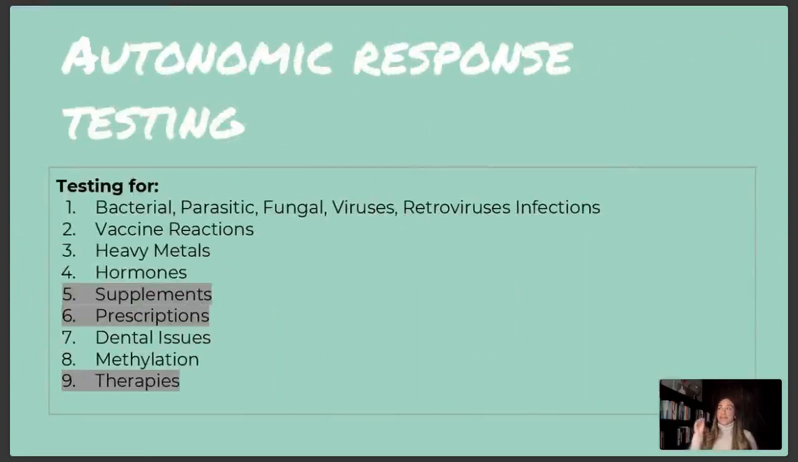So one of the things that I absolutely love about the creation of the roadmap is one of our tests called autonomic response testing. I don't expect you guys to even know what that means, but with that being said, we have the ability to test what type of supplements, what type of herbs, what type of prescriptions, what types of therapies, what type of detox is the best for you. What is the best approach for you to heal the root cause of what's going on?